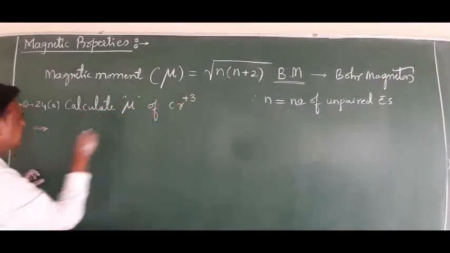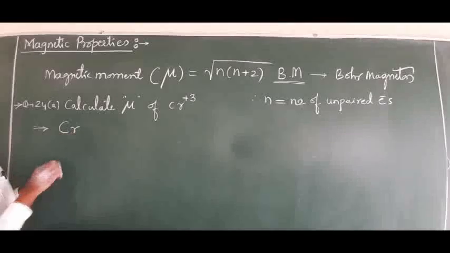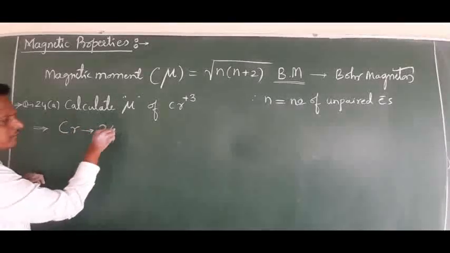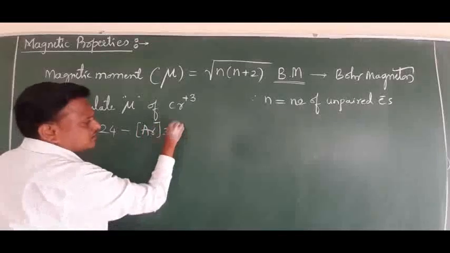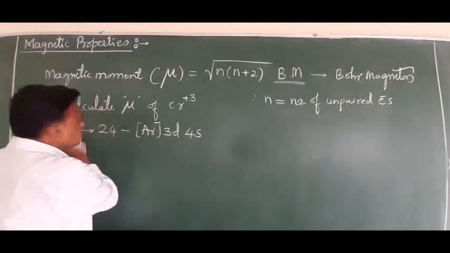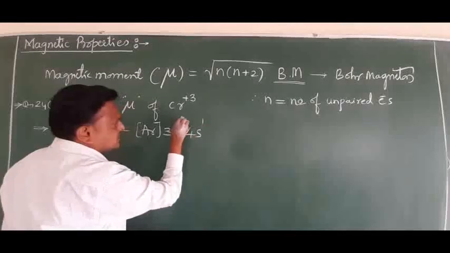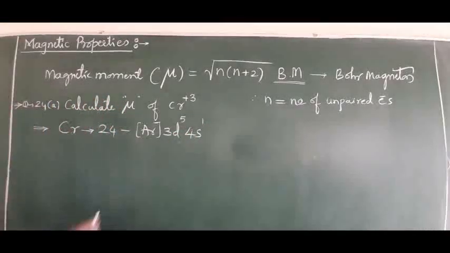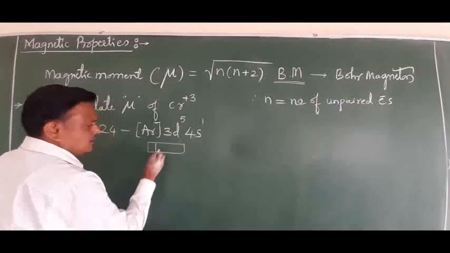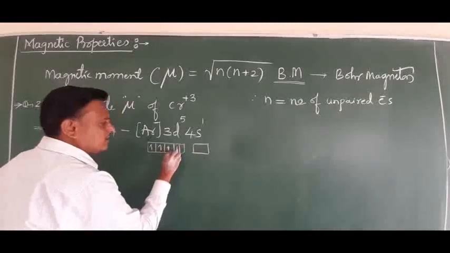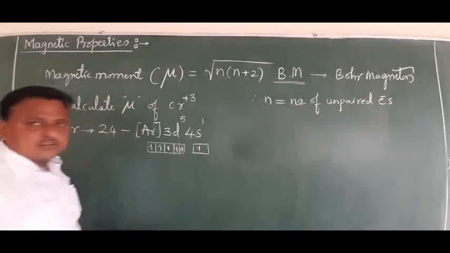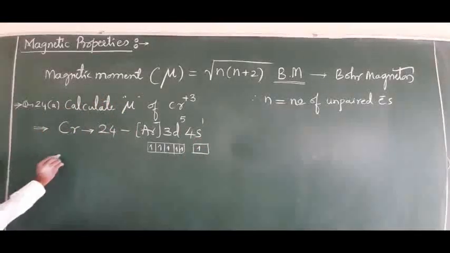Before chromium plus 3, we know the electronic configuration of chromium, friends. Atomic number 24, electronic configuration argon 3d and 4s. Chromium is a special case: it is 3d5 and 4s1. This is your electron distribution: 1, 2, 3, 4, 5, 6 electrons. Okay, what about chromium plus 3?